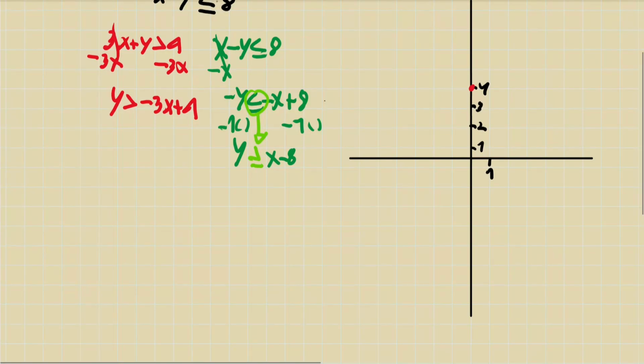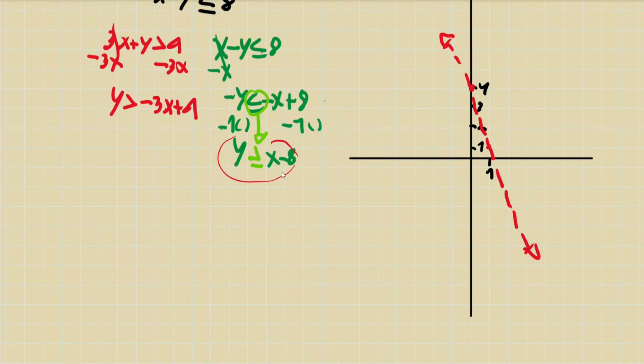Here we go. And our line would be dashed because we do not have an equal sign. So let's just make a dashed line. And let's graph this inequality right here.